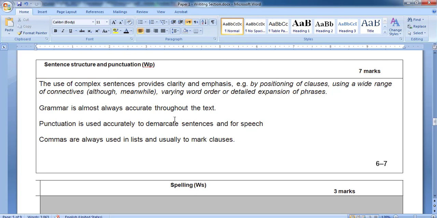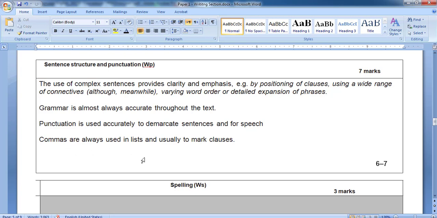Grammar, for sure, almost always accurate throughout the text. Do not use the present with the past, or do not use the future with the present, okay? The verb tenses, something very important. Punctuation accurately should be done through the speech. If you have, for example, a quotation, if you have a direct speech, you have to put the quotation marks, okay?